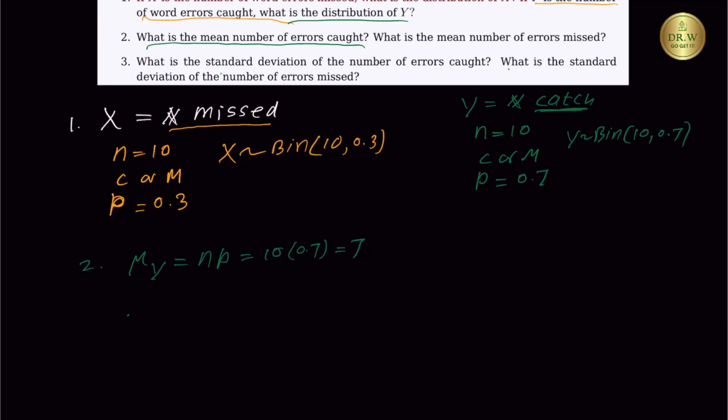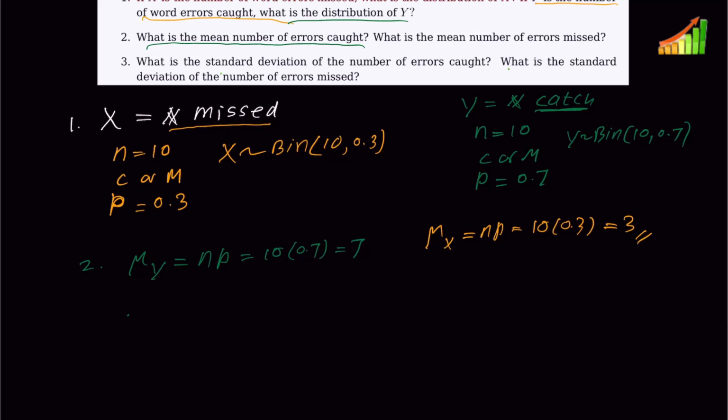Then asking what is the mean number of errors missed. Yes, miss is the x. Therefore, mu x equal again np. What is the n? 10. P equal 0.3. That is 3. So that is the mean number of x.